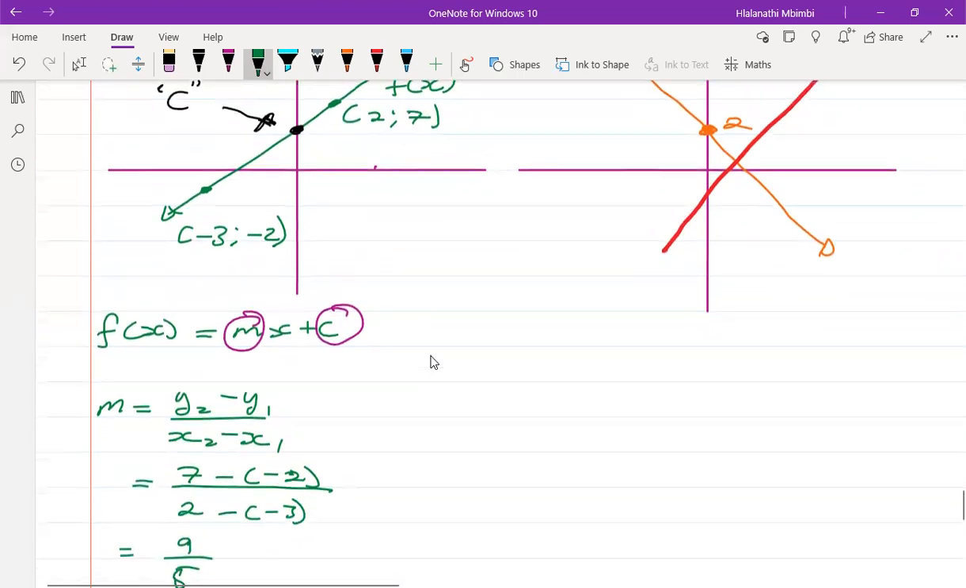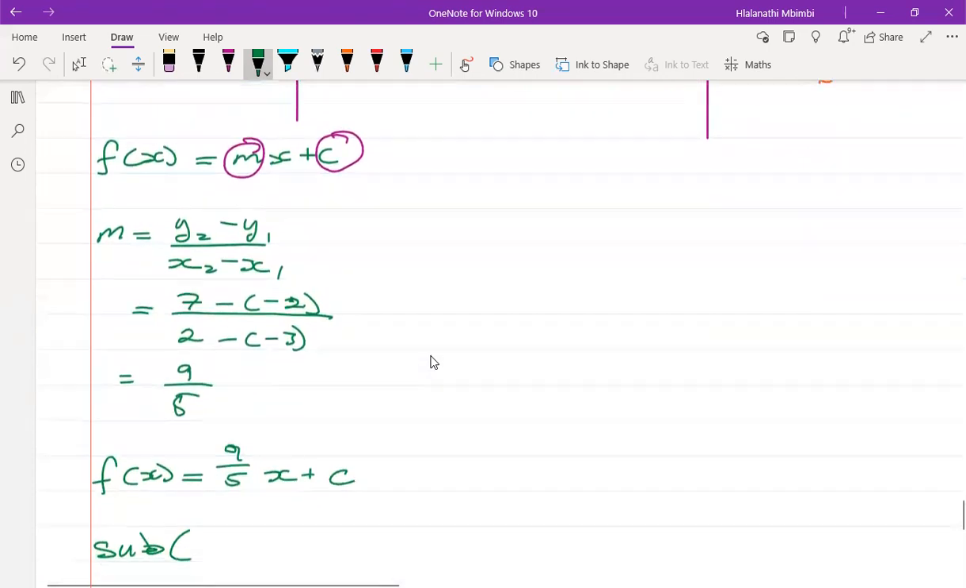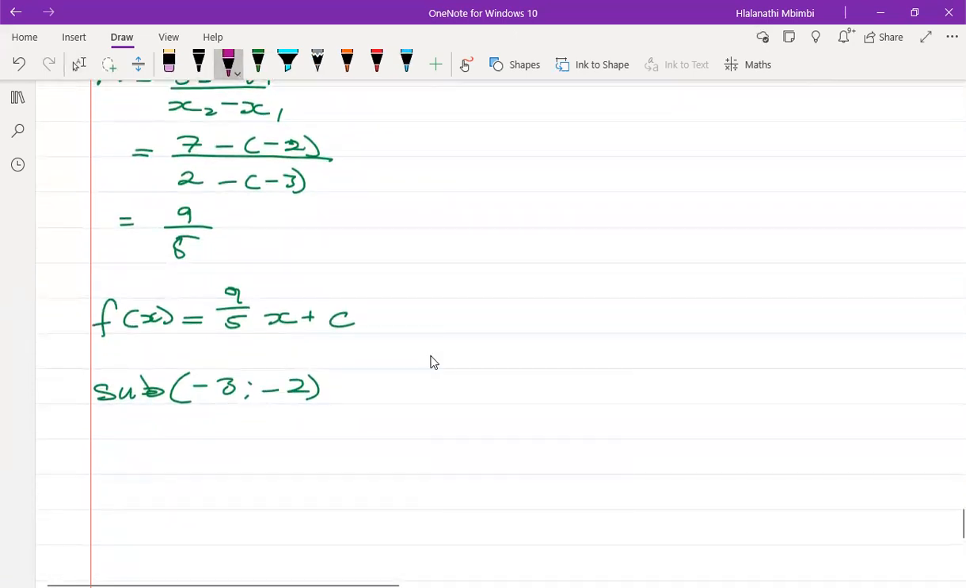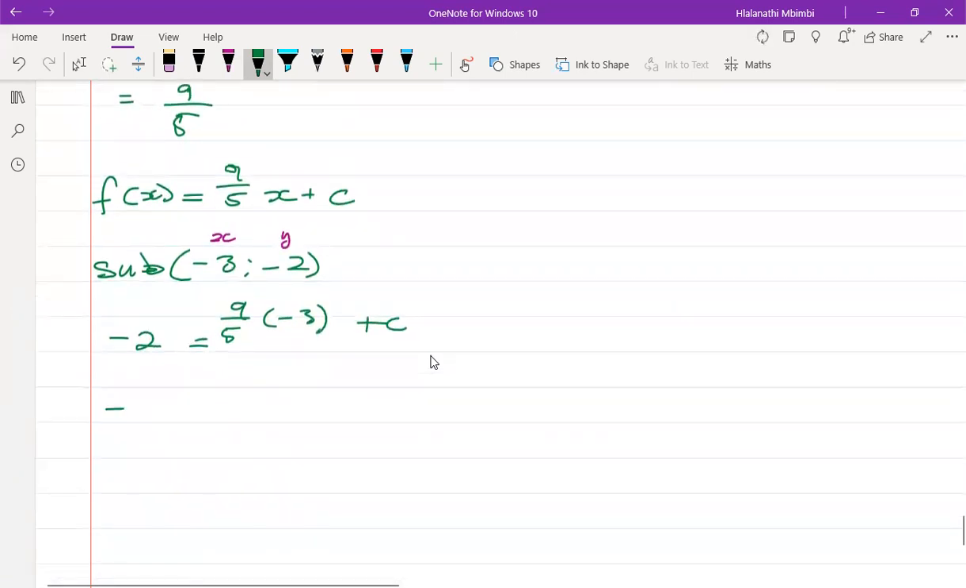I will choose (-3, -2). To substitute it, remember that this point is y, this is x. So you put the -2 in the y place, and you put the -3 in the x place, and then you solve for c. You can do it as well with the other coordinates, and then we'll just confirm at the end.